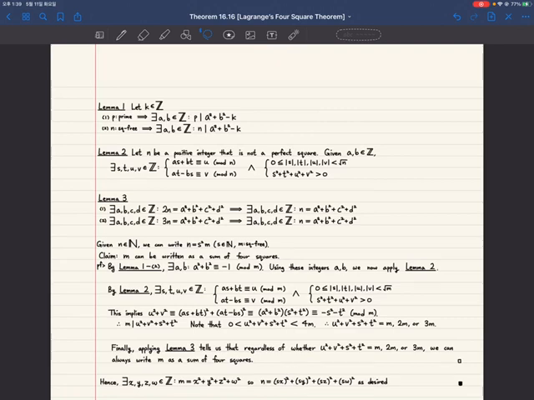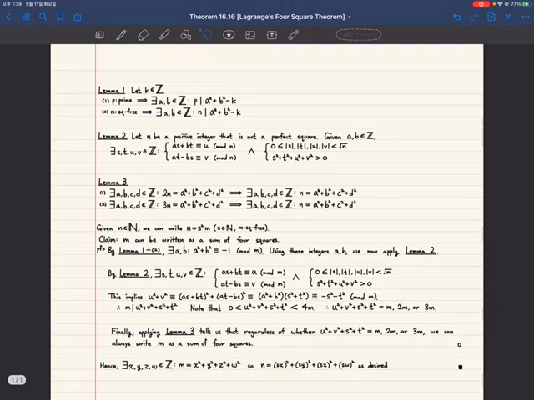So I'll finish off our theorem 16.16 by proving Lagrange's four-square theorem using the three lemmas I proved in previous videos. Okay, let's briefly go over the proof here. I wrote down all the lemmas here.